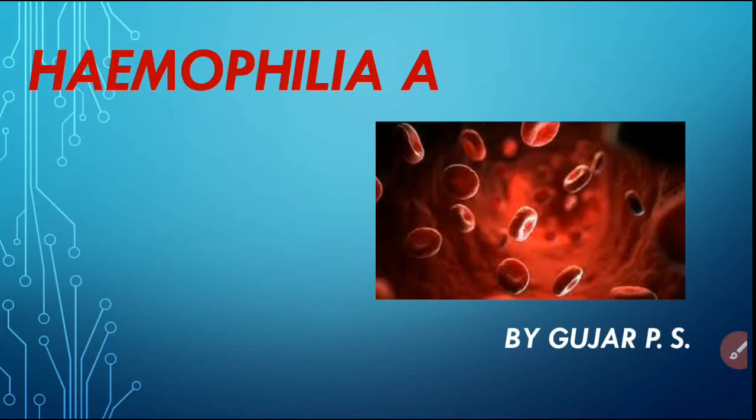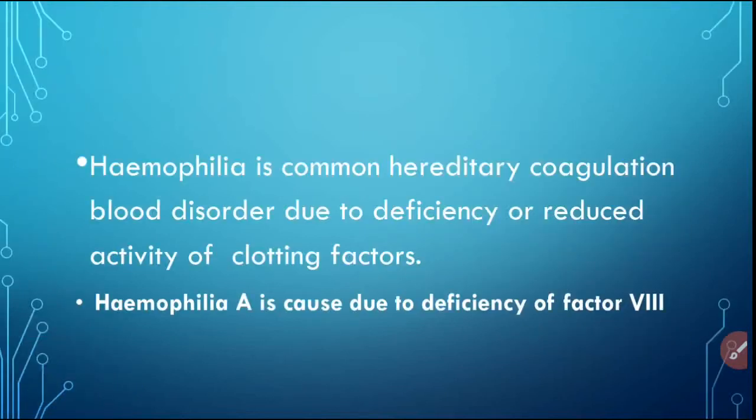Let us see what is hemophilia. Hemophilia is a common hereditary coagulation blood disorder due to deficiency or reduced activity of clotting factor. Hereditary means this disorder transfers from one generation to the next generation, and coagulation blood disorder means the blood disorder which is related to the blood coagulation property, due to deficiency or reduced activity of blood clotting factors. There are 11 blood clotting factors, out of which if any blood clotting factor is absent, then the person becomes hemophilic. Hemophilia A is caused due to deficiency of factor 8.